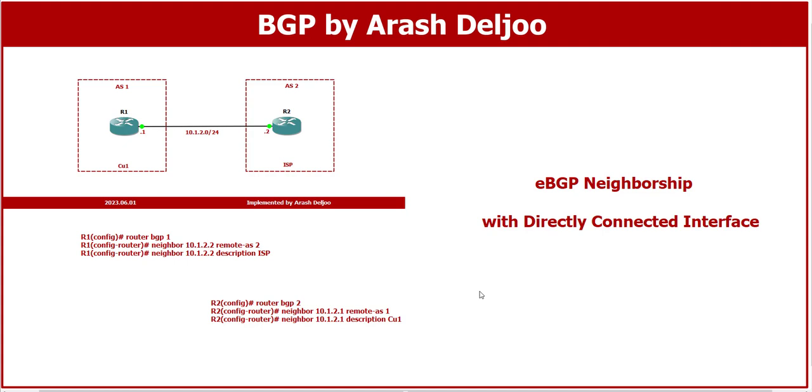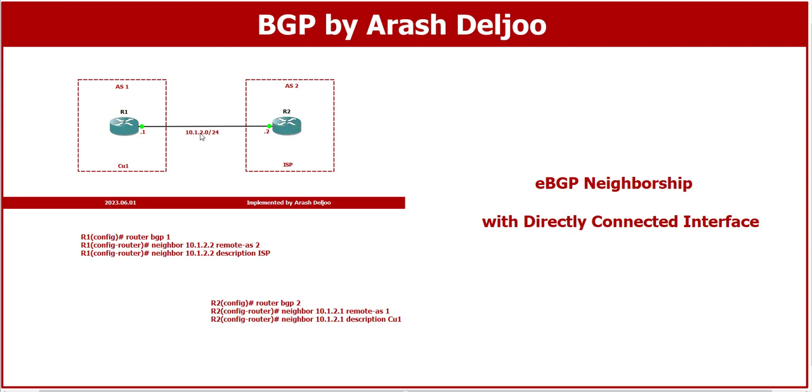In this video, I am going to show you how we can configure eBGP neighborship with directly connected interface. Here we have a simple scenario, router 1 connected directly to the router 2, and this is the IP addressing. I configured IP addressing in router 1 and router 2.